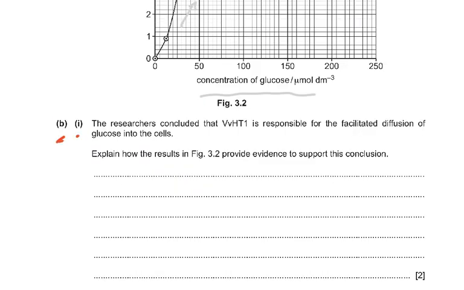Part B, part 1: the researchers concluded that VVHT1 is responsible for the facilitated diffusion of glucose into the cells. Explain how the results in figure 3.2 provide evidence to support this conclusion. You see the rate of uptake becomes constant, what does that mean? It becomes constant at high concentrations above 150 micromoles per dm cube. The rate becomes constant. Why? Because all the protein transporters are working at the highest rate.